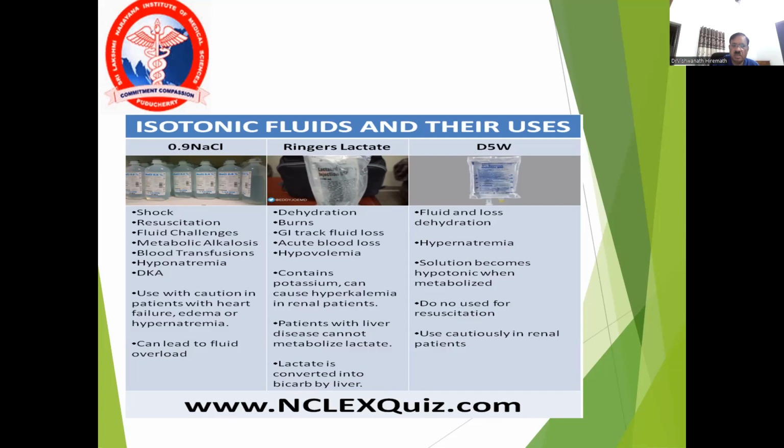D5, a 5% dextrose, is used for fluid loss and dehydration. In case of hypernatremia, the solution becomes hypotonic when dextrose gets metabolized. It is not a fluid of choice for resuscitation. Used cautiously in patients with renal failure.